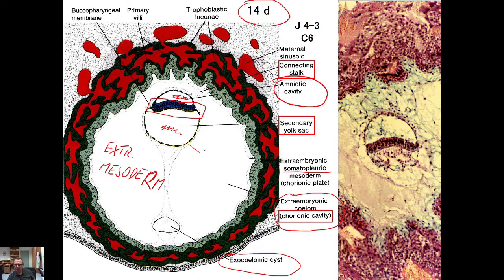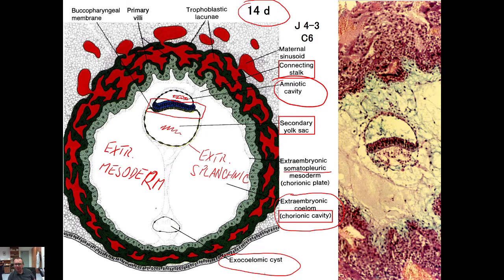It is extraembryonic splanchnic mesoderm or splanchnopleura also. Splanchnic or splanchnopleuric, all these terms can be used. And this is only around the yolk sac. It forms also this yolk stalk, which is a temporary structure containing the exocelomic cyst, but it quickly disappears.